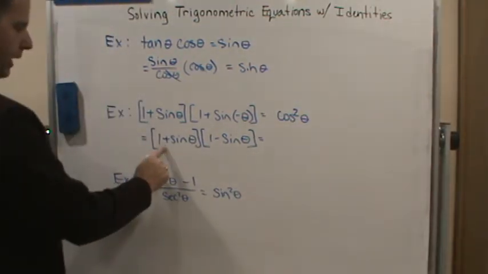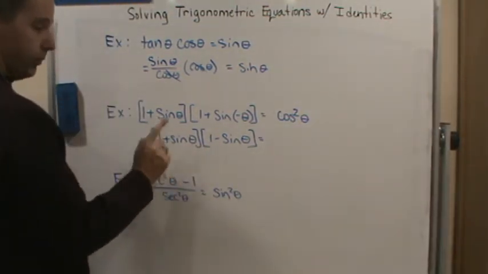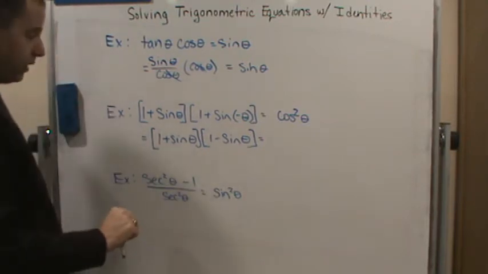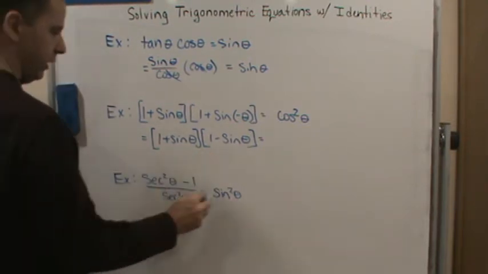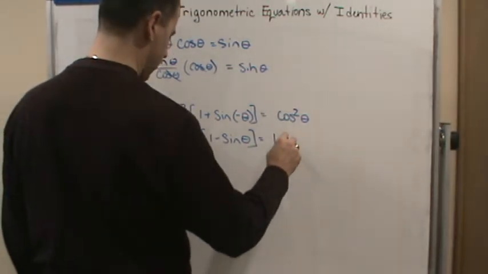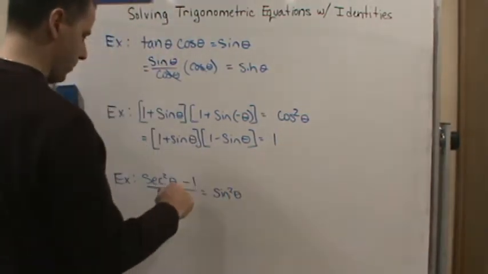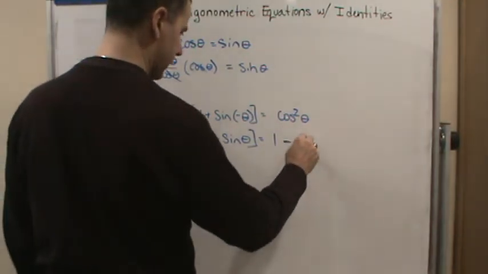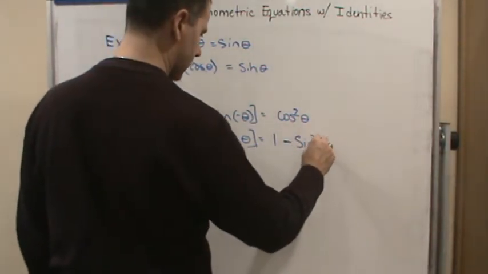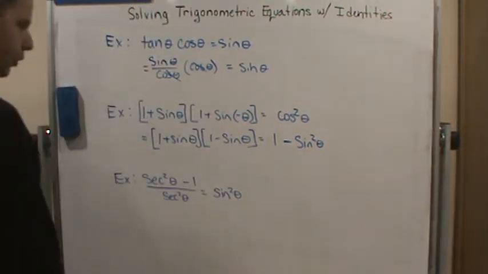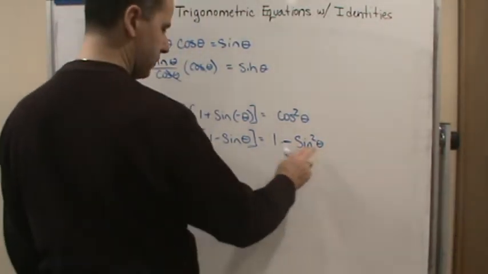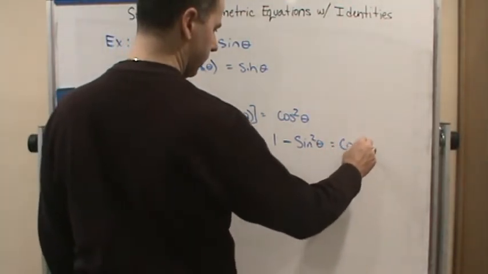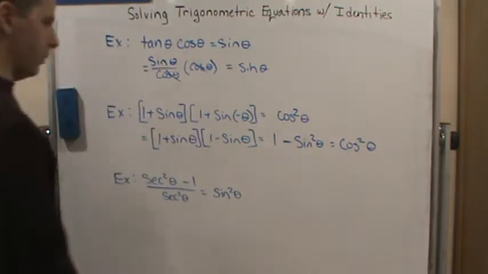Now we have the form of 1 plus x times 1 minus x, which gives us a difference of 2 squares, right? You should recognize that. So this is going to end up giving us 1 minus sine squared theta. And of course, this is the Pythagorean identity just manipulated. So this is going to give us cosine squared theta, which is the result we wanted.